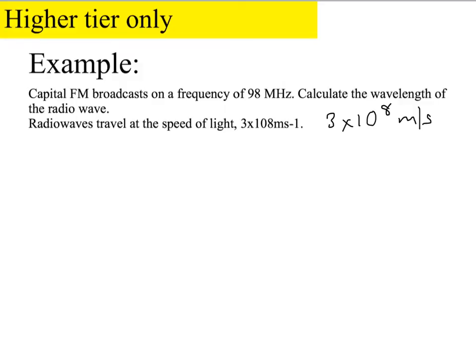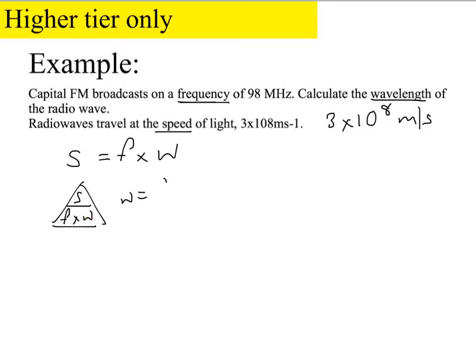Okay, so we know from this we need an equation that contains frequency, wavelength, and probably wave speed. So we find that at the front of our exam paper, speed equals frequency times wavelength. We need to work out the wavelength and not the speed. So we're going to write that into our triangle. We've got frequency and wavelength at the bottom and speed at the top. We then cover up the thing we want to work out, which is the wavelength, and we're left with speed divided by frequency. Now we can substitute that in.